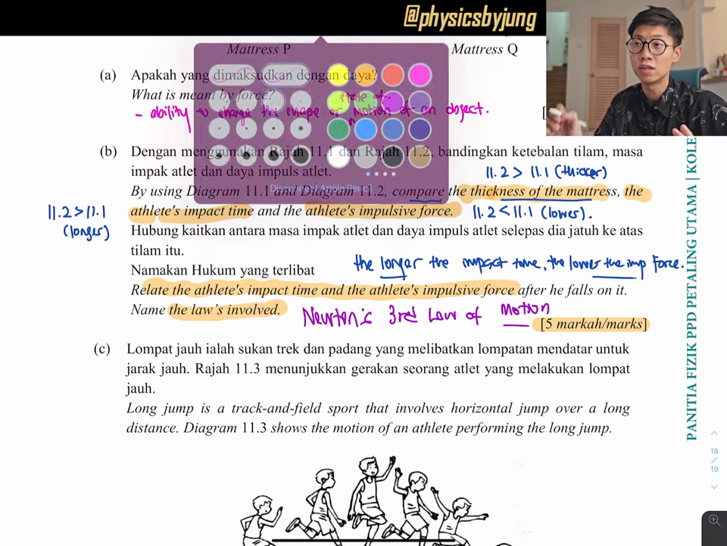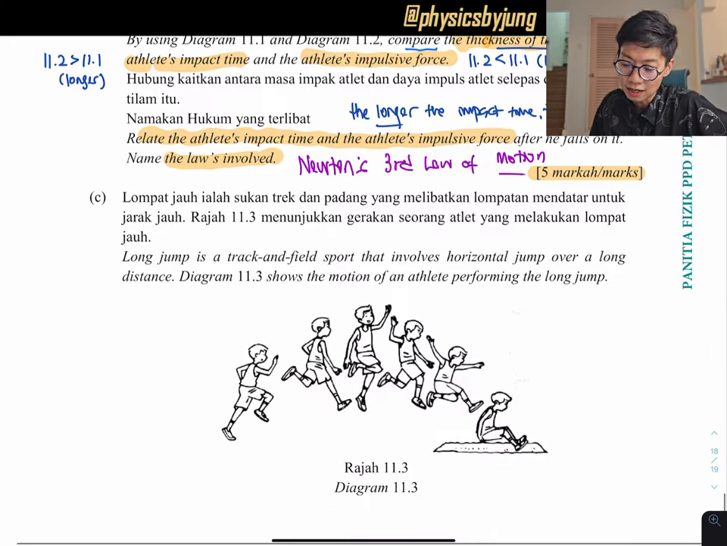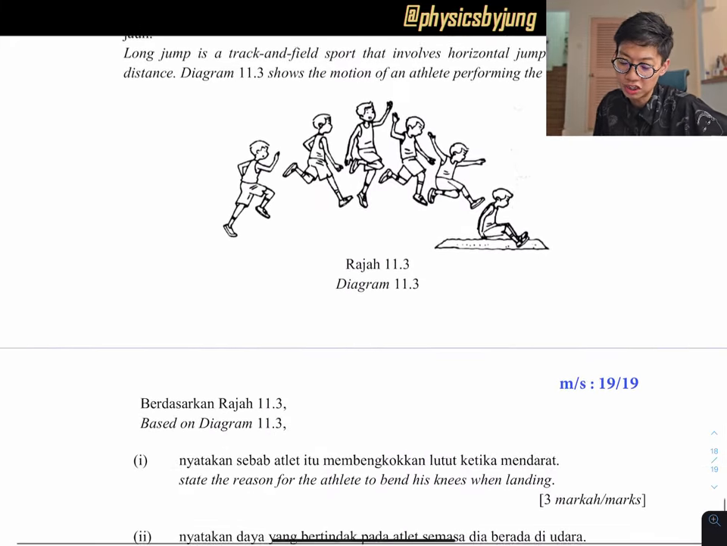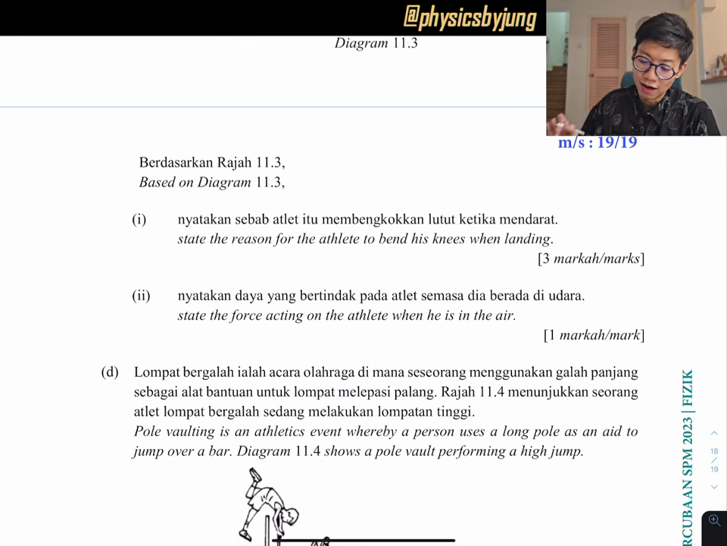A lot of people just write Newton's third law because Newton has the gravitational law. There's also Kepler's, which is not Newton, but there are a lot of laws. So make sure you say law of motion. Then here is an athlete trying to do a long jump. They make this into 3 marks and then 1 mark. So let's do this. A 4 marks question, keep it simple.